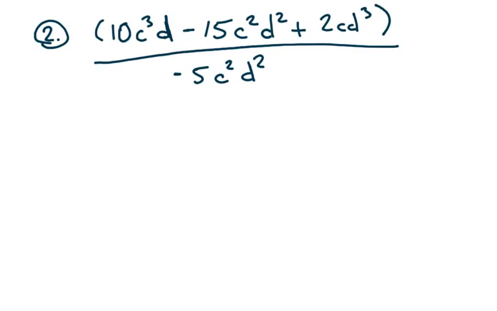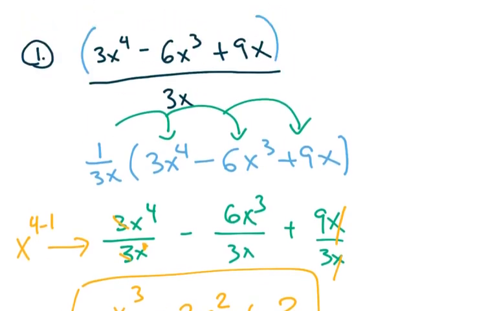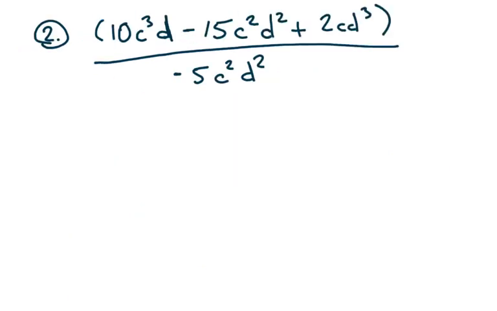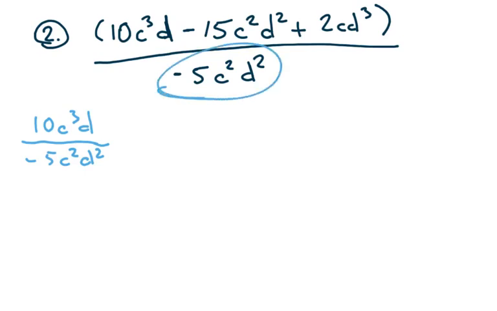So go ahead now and pause the video and give it a shot. See if you can figure that one out on your own. Okay. And what I will say is that we don't have to do this step here initially. We can jump straight to here if you want to. So what I'm saying is that we can just rewrite this as 10c cubed d over negative 5c squared d squared.